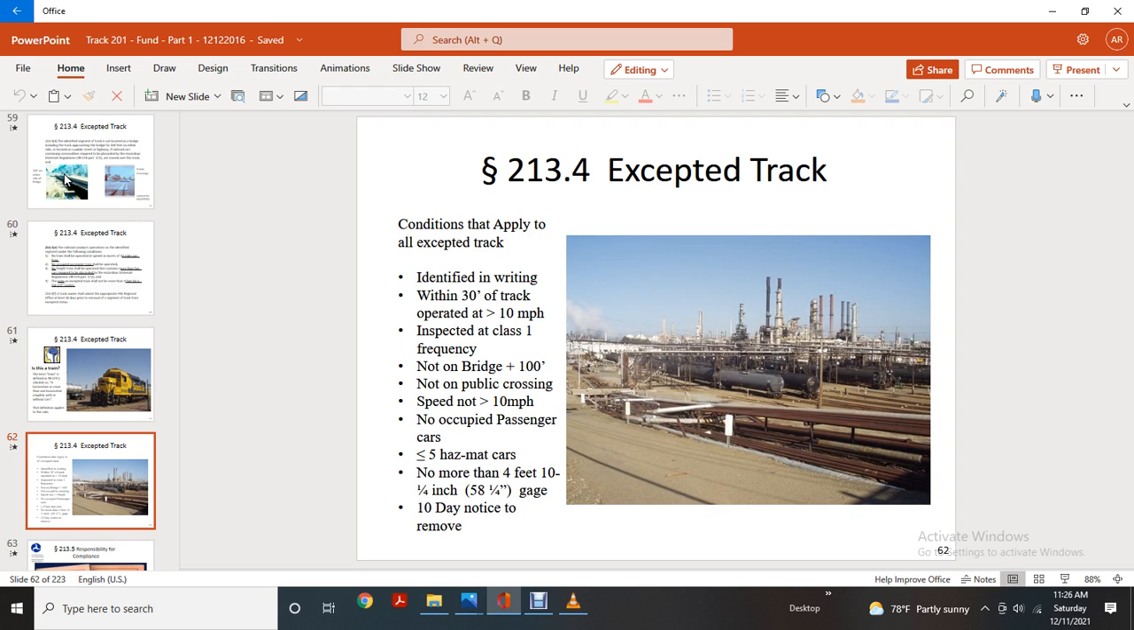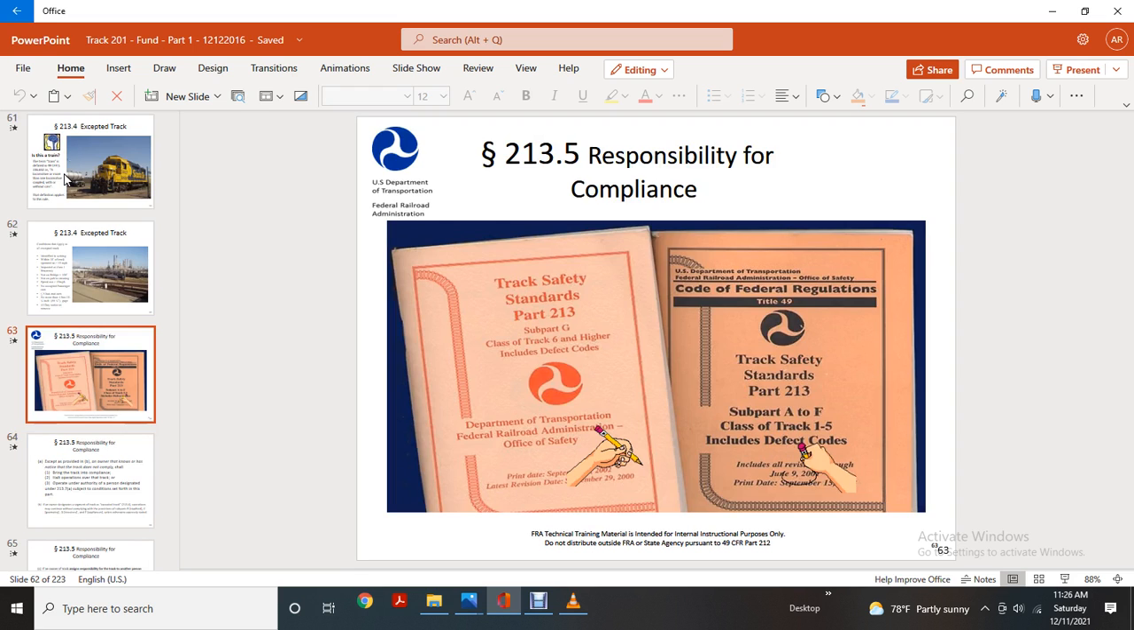213.4 excepted track, with the conditions applied with all the excepted track identified with the running right within 30 feet of the track of the operated with the greater than 10 miles per hour, inspected with the class 1 frequency, not on a bridge of them plus 100 feet, not on public crossings, speed not more than 10 miles an hour, not occupied passenger car, greater than or equal to 5 hazmat cars, no more than 4 foot 10 and a quarter inch gauge, 10 days notice to remove.